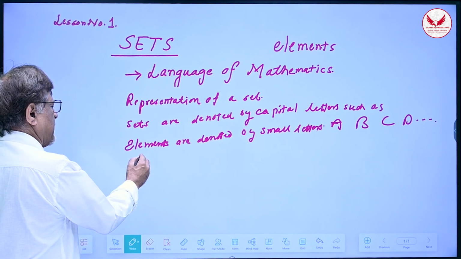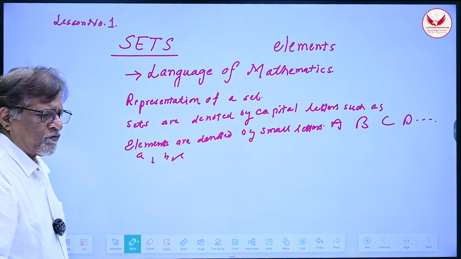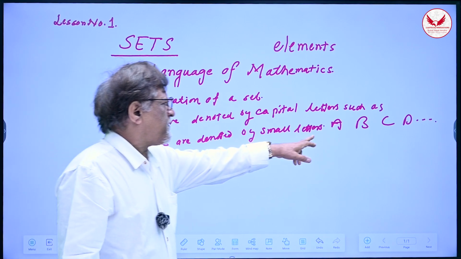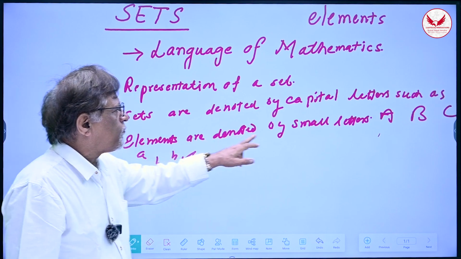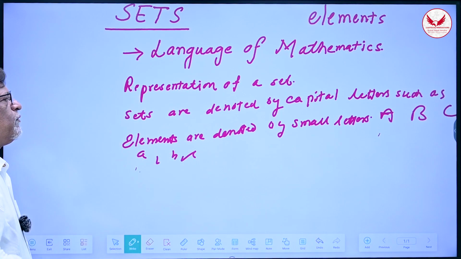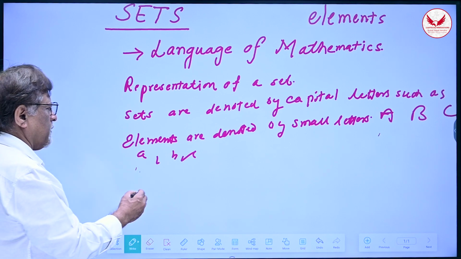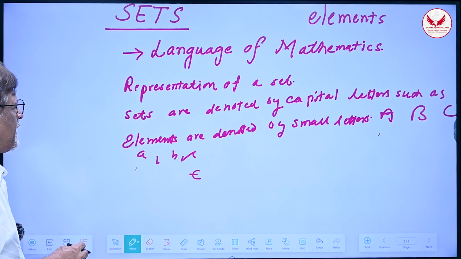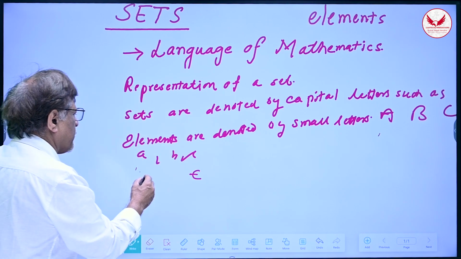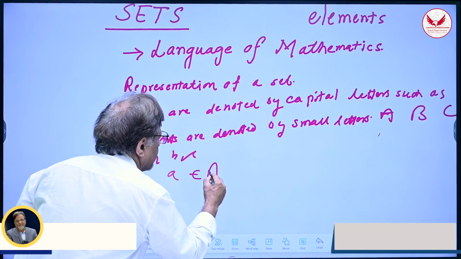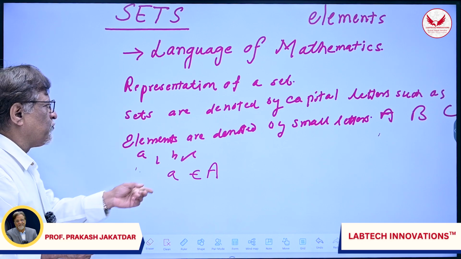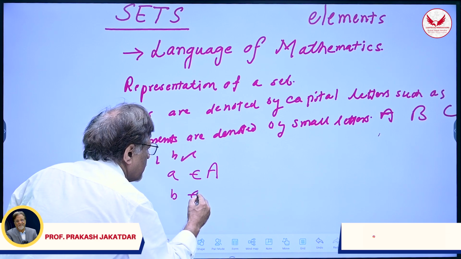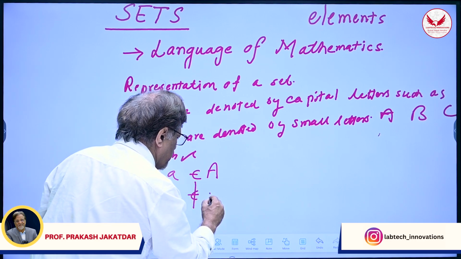Now, for example, a, b, c, these small letters generally denote elements. And when I say that this is an element from this set, that means this element belongs to this set. For that, we are using another symbol, and that is called epsilon in the Greek alphabet, so it is of this type, epsilon. So when I say a is a member of capital A, I would say a belongs to capital A. And if I say that b does not belong to capital A, then I just cross this like this. Does not belong to capital A.